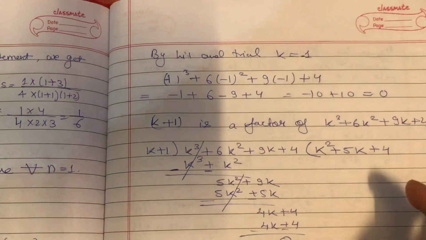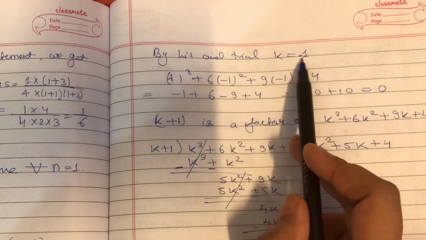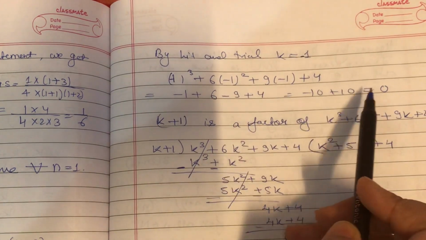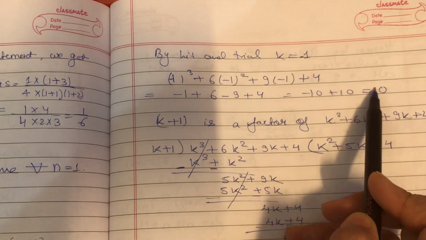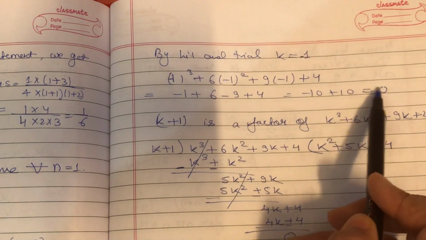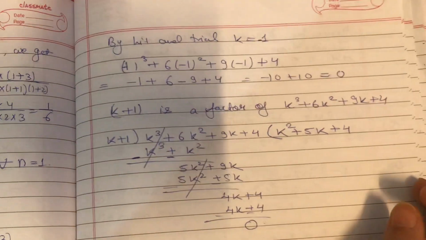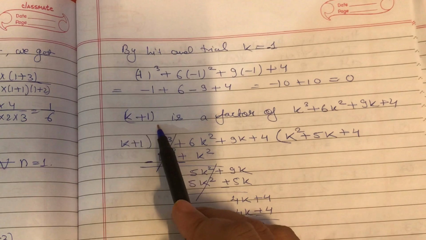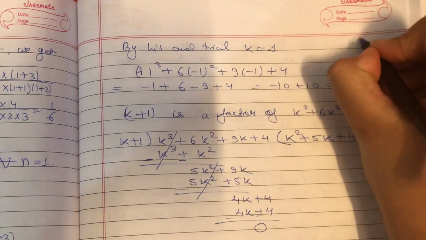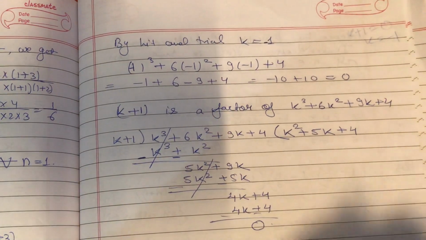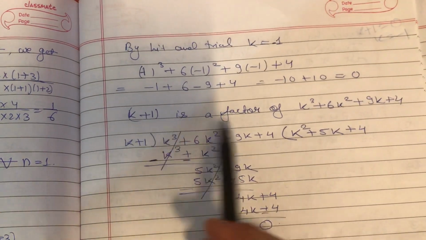Now by hit and trial method, I'll find that for k equals minus 1, if I put minus 1 over here, then the equation becomes 0. So as the answer becomes 0, which means actually we are finding the remainder. Since the remainder is 0, therefore I can say that k plus 1 is a factor of this. Why k plus 1? Because for k plus 1 equals 0, the value of k is going to be how much? Minus 1, isn't it? Therefore k plus 1 is a factor.